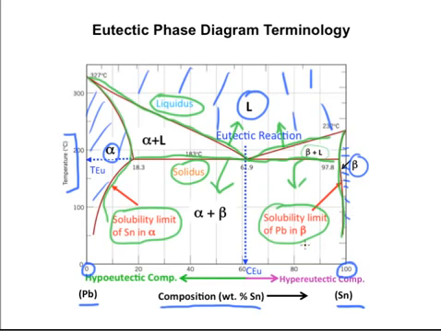Which brings us to our two-phase regions. This region up here is the alpha plus liquid region. It is a two-phase region with alpha and liquid, and it is a slush because there's solid alpha and liquid. This region over here is the beta plus liquid region, which is a two-phase region with beta and liquid, and this is also a slush for the same reason. Finally, here we have the alpha plus beta region. It is all of this region here, and it is a two-phase region consisting of combinations of alpha and beta, and it is also a solid.